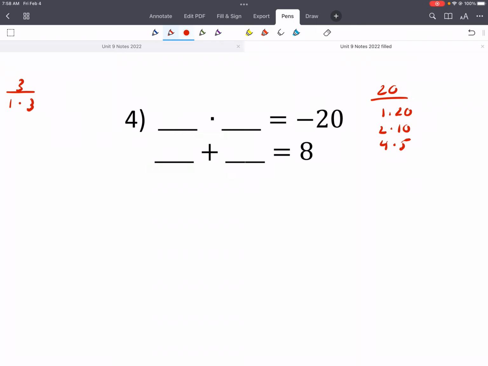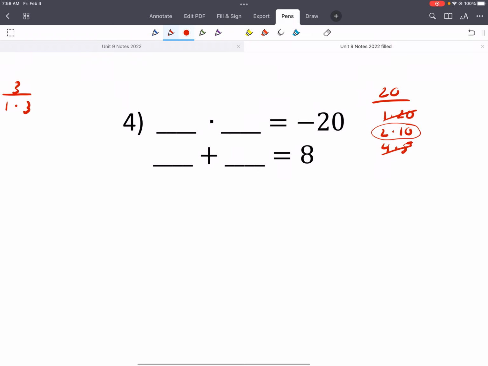One of them has to be negative, so there's no way you could make that be 8. No matter if it's positive or negative, adding or subtracting, we can't get that to work, okay? Same as 4 and 5. 4 plus 5 gives you 9, or if you did 5 minus 4 gives you 1. So it's got to be this one.